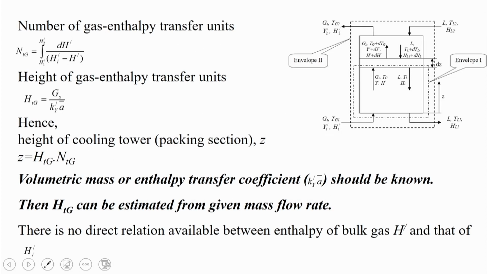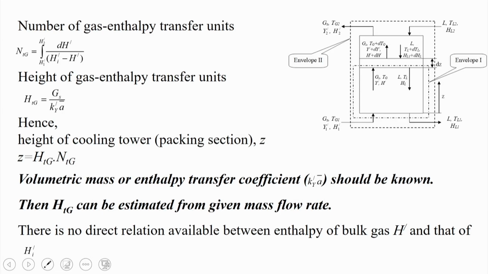Now, the number of gas enthalpy transfer units, the NTG, will be the integration from the bottom to the top of the cooling tower, that is from H_1' to H_2' of dH' by (H_I' - H'). And the height of the gas enthalpy transfer unit will be HTG, that is G_s by k_y' ā. So the effective height of the cooling tower Z will be the number of gas enthalpy transfer units multiplied by the height of the gas enthalpy transfer unit, that is HTG into NTG.